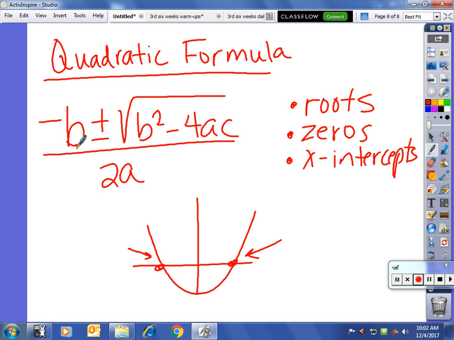Now, all we're going to do is plug in numbers here and simplify it. You got to be very careful. The most mistakes I find are made inside the radical symbol, especially on this back end right here. You got to watch your signs. Okay, that's where most mistakes are made.